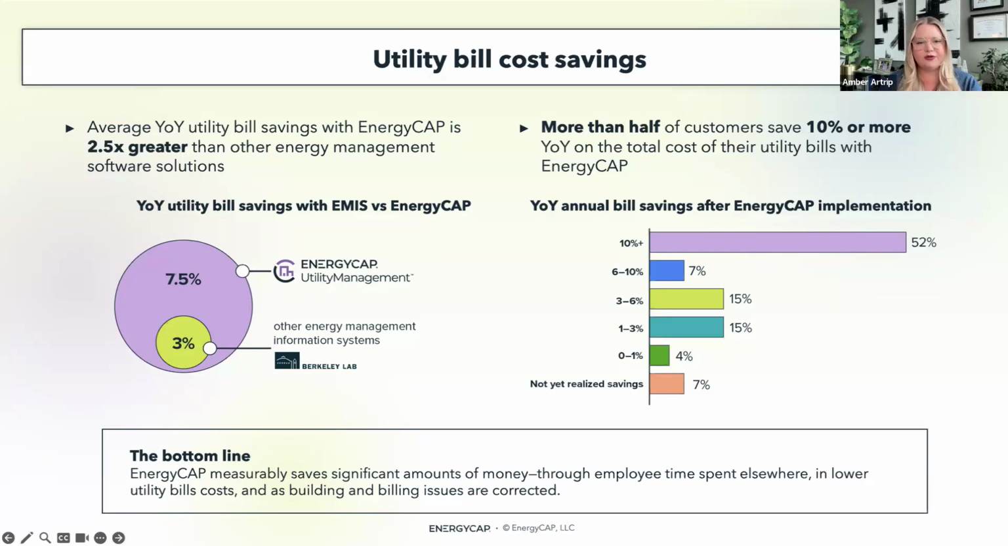And then if you go to the right side of the page here, we get into the deeper analytics. We found that more than half of our customers experienced 10% or more savings year over year, which is just a huge number. We're really proud of the way that we're helping our customers not only save time and be more efficient and have better ways to access their data, but to save some serious cash each year. And our hope is that they're taking that money and reinvesting it in energy projects to continue to make their operations more efficient moving forward.